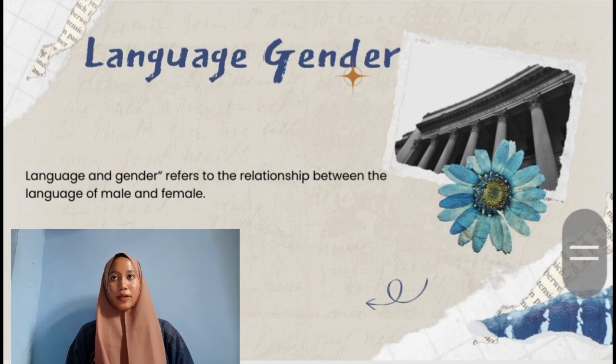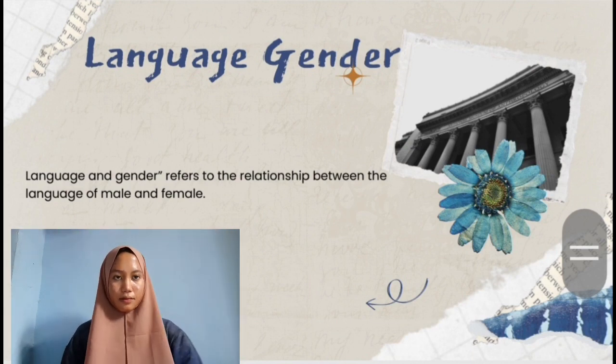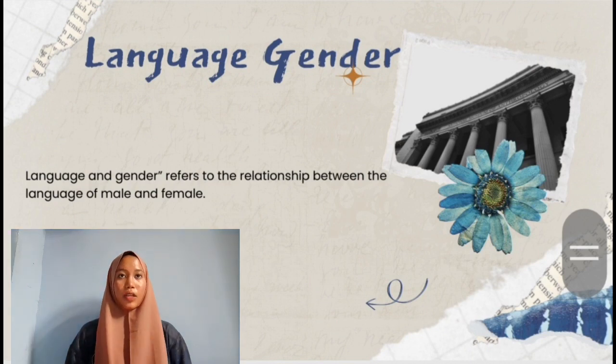Okay, now I will explain language and gender. Language and gender refers to the relationship between the language of male and female. In sociolinguistics, the term language and gender refers to the study of how gender influences language use and how language reflects, reinforces, or challenges societal expectations related to gender. This field explores the ways in which language is connected to the perception and construction of gender roles, identities, and power dynamics.